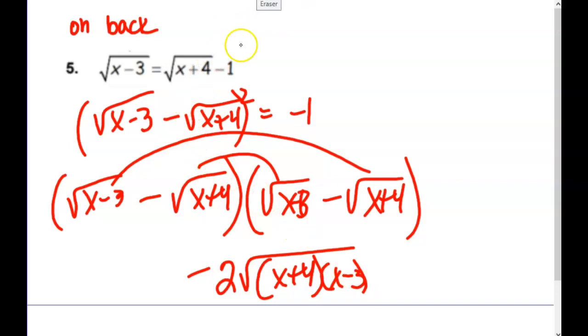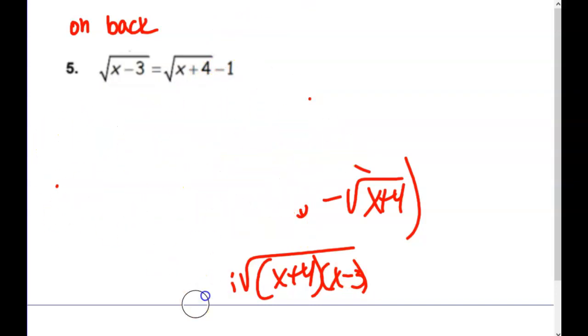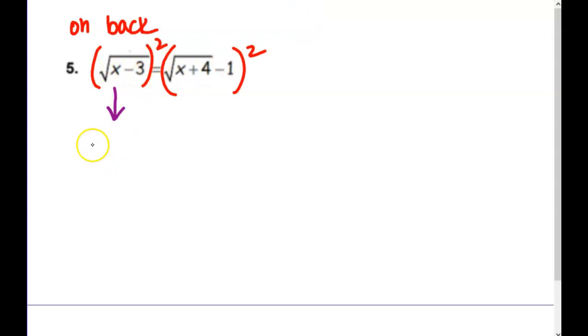So contrary to what it feels like, you don't want them all on one side. You want one on each side. Now, it's still not going to be pretty. So we're going to square both sides. And it's not going to be pretty. This side is going to be okay, right? Squaring a square root, we just get an x minus 3.